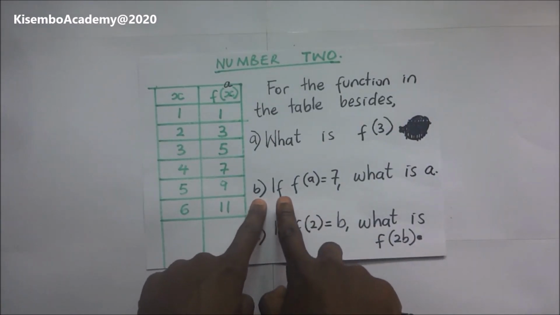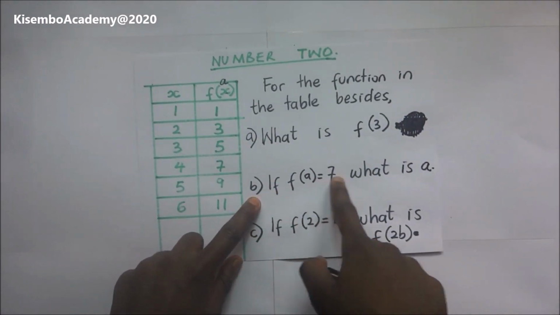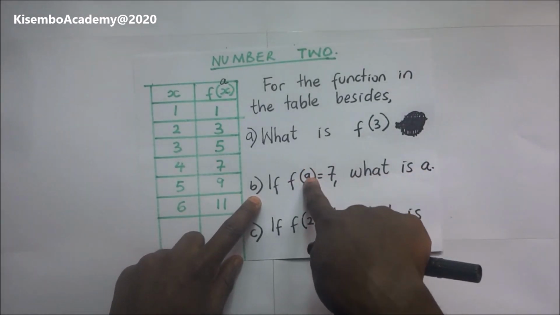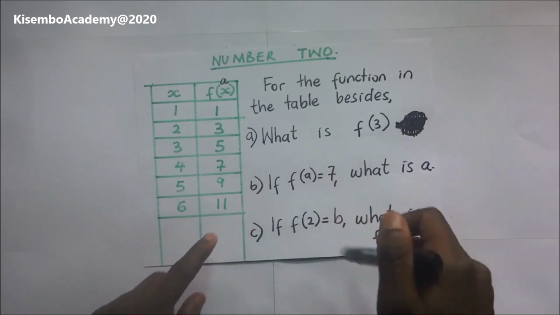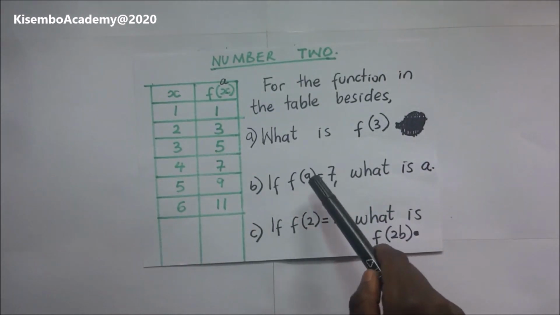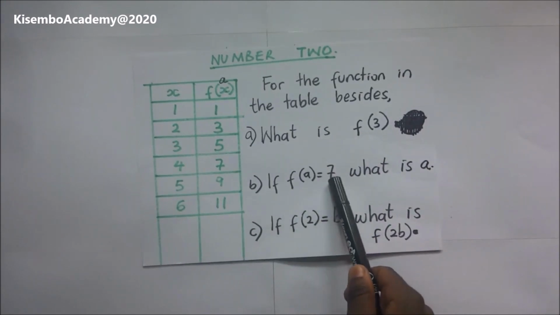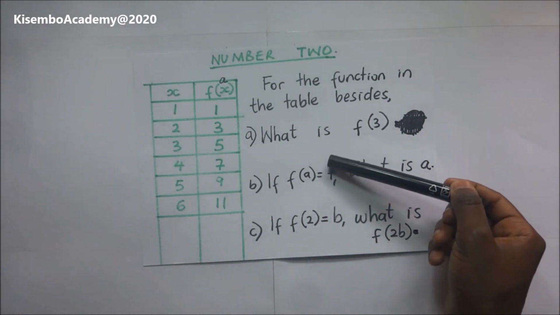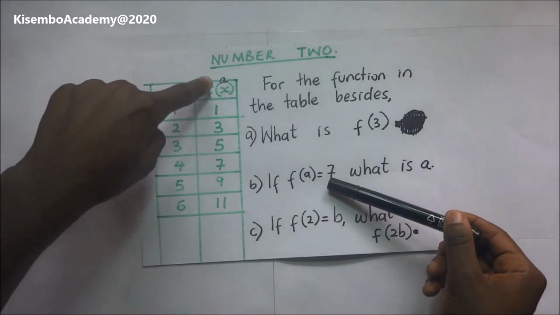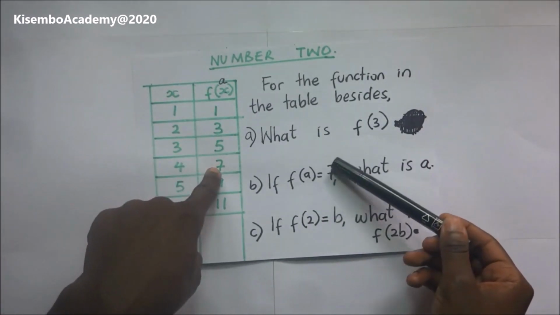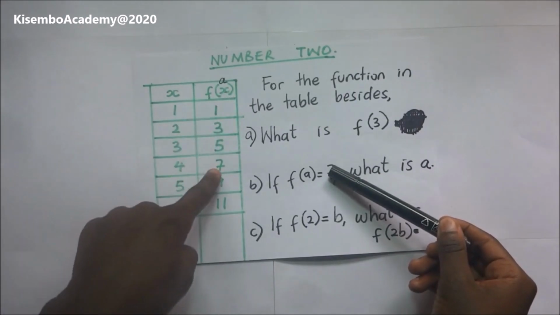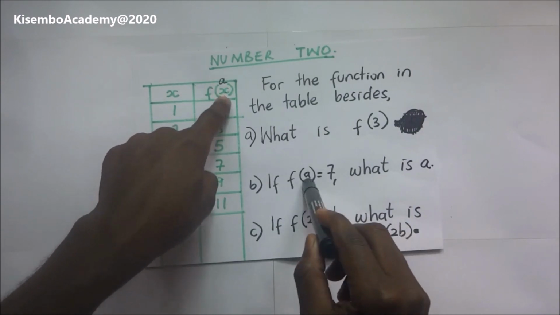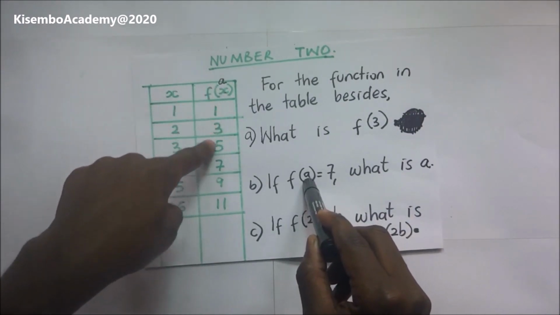If I may go to part B, if f of A is equal to 7, what is A? We are being told that the function when the value of x is A, the answer we get is 7. So if the function when the value of x is A is 7, then what is A? For us to get to the value of A, we need to find where the value of the function is 7. If you come to our table, where f of x is 7 is right there. And this value of A has been replaced by x, like our value of x is actually A. So f of A is 7.